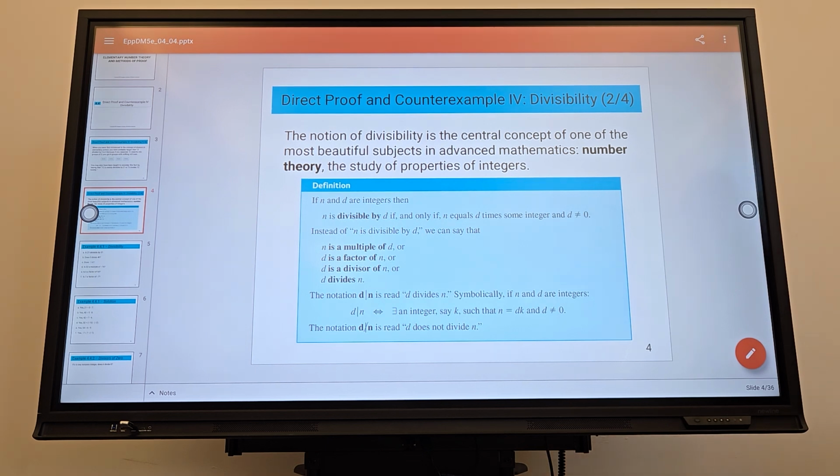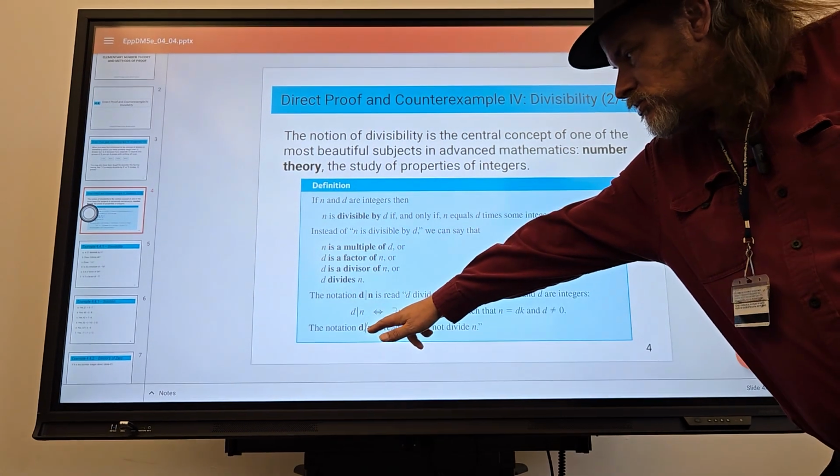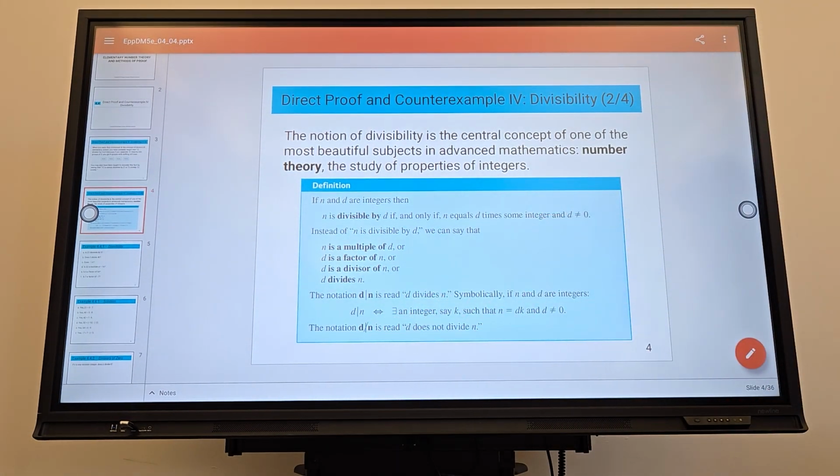Symbolically, if n and d are integers, d divides n if and only if there exists an integer, say k, such that n equals dk and d does not equal 0. This notation, the pipe with the slash through it, reads d does not divide n.